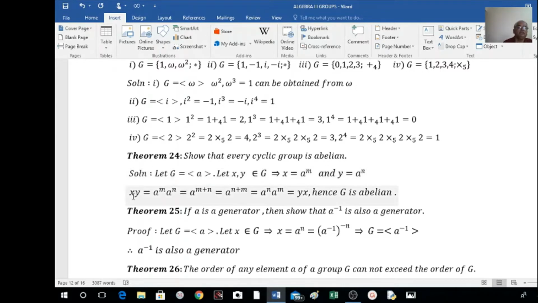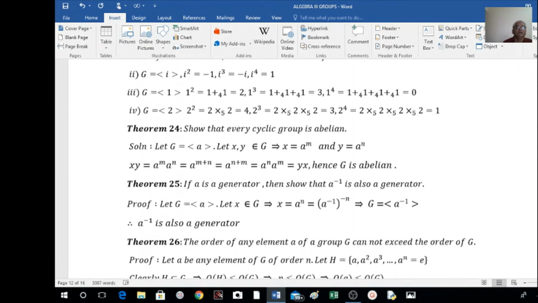Now consider x into y. Since x is a to the m and y is a to the n, this can be written as a to the power of m plus n, which can be written as n plus m. Again we write this as a to the n into a to the m. a to the n equals y and a to the m equals x. So we have proved that xy is equal to yx. Therefore we say that G is abelian.